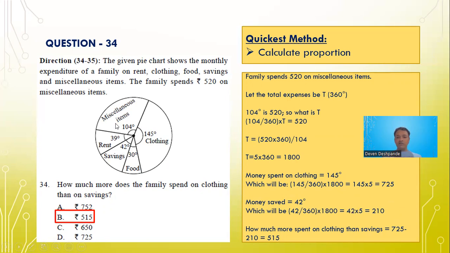So how much more is spent on clothing than savings? For clothing, they spent 725, and on savings they had 210. So the difference is 725 minus 210, which is 515. So rupees 515 is the right answer.